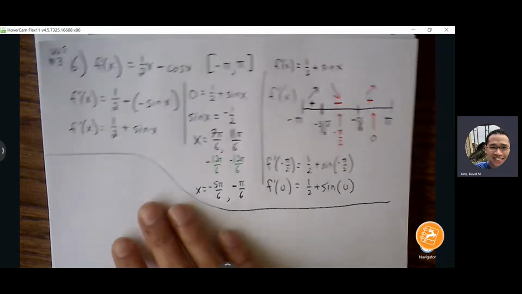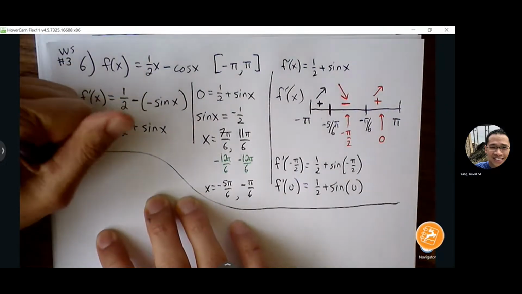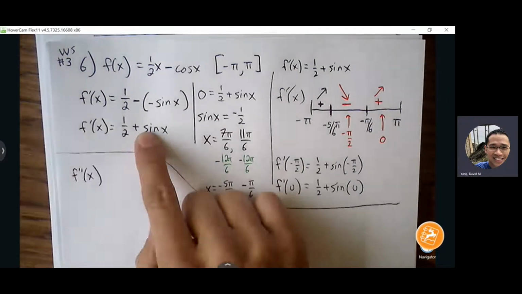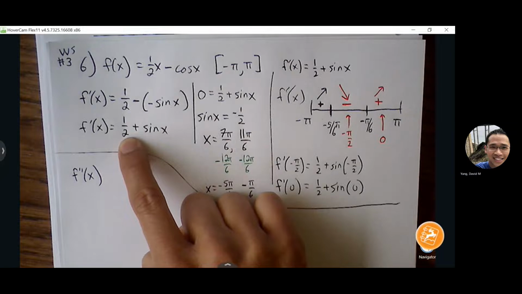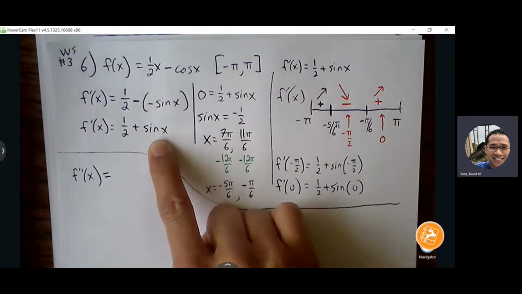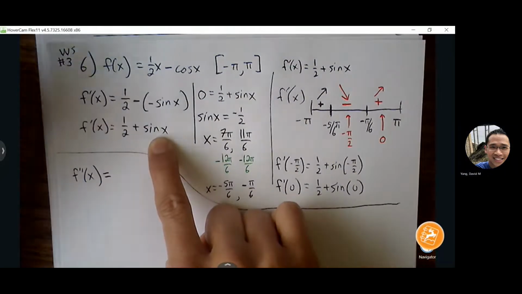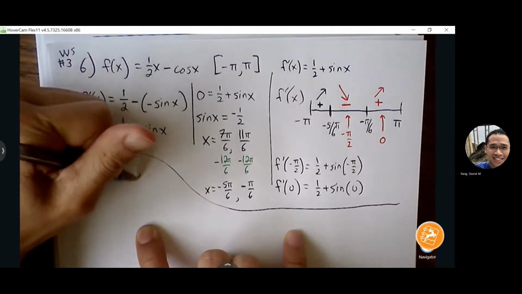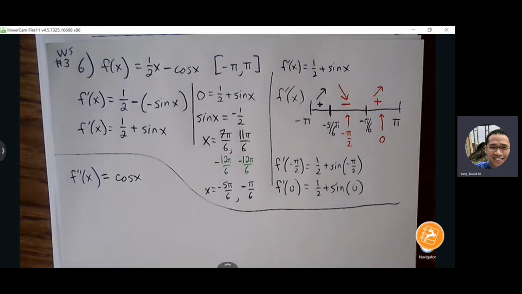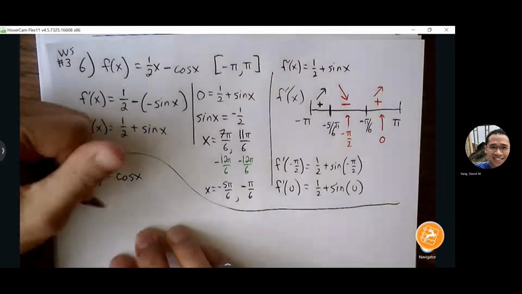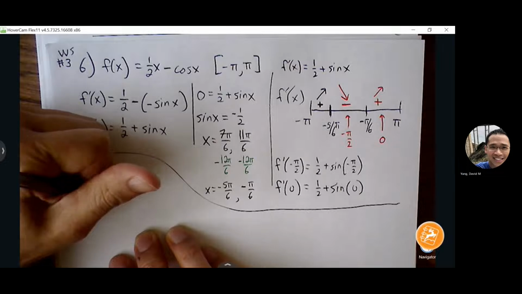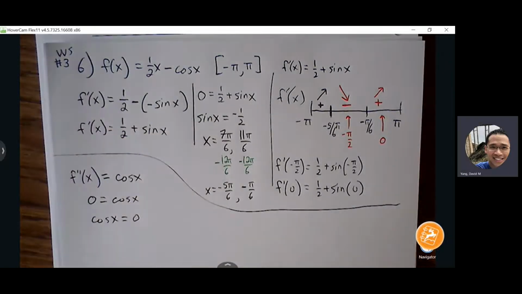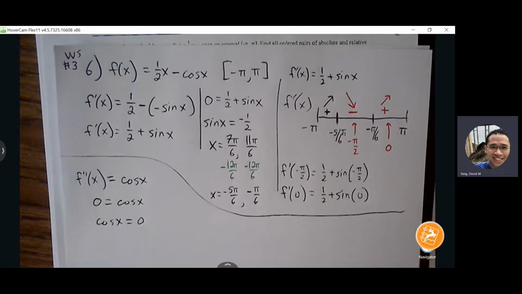Okay. Moving on to f double prime. Okay, so second derivative, 1/2 goes away to 0. Sine becomes what? Cosine. Okay, so there's our second derivative. We're going to set that equal to 0. All right, so where's cosine equal to 0?